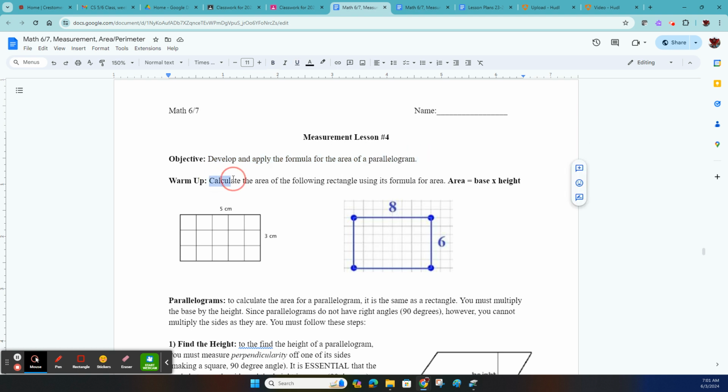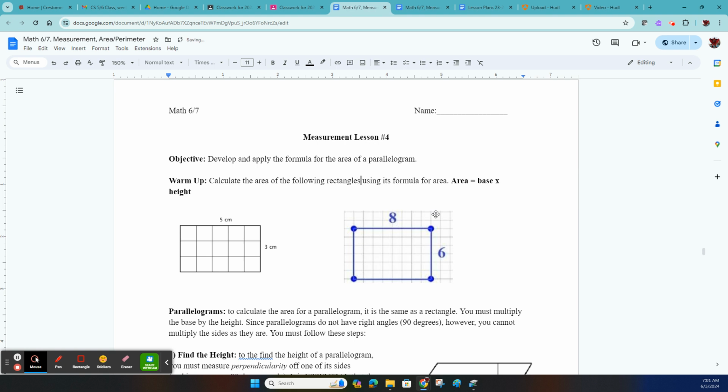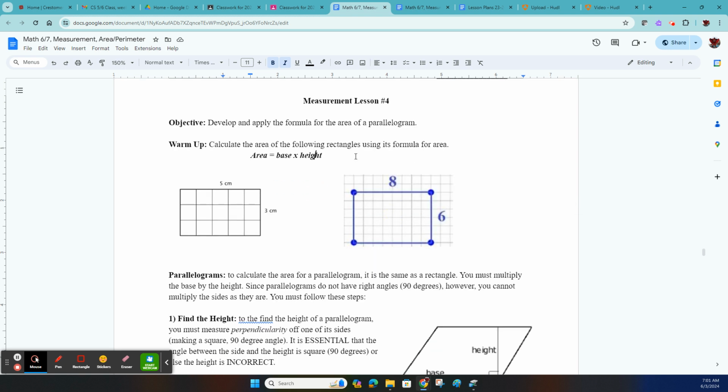And to warm up, we're going to calculate the area of the following rectangles using its formula for area. And don't forget, that formula is, of course, area is equal to base times height. As we've said earlier, a lot of teachers prefer area is equal to length times width. Same thing, okay? But we're going to call it base times height. So go ahead and feel free to pause this video, figure out the area for each of these rectangles.